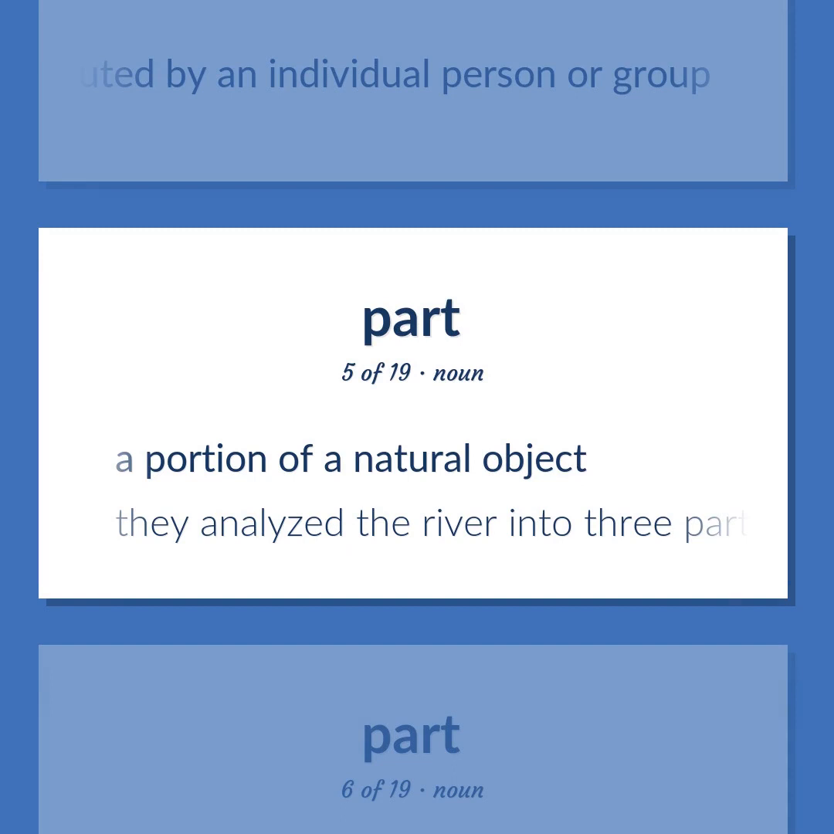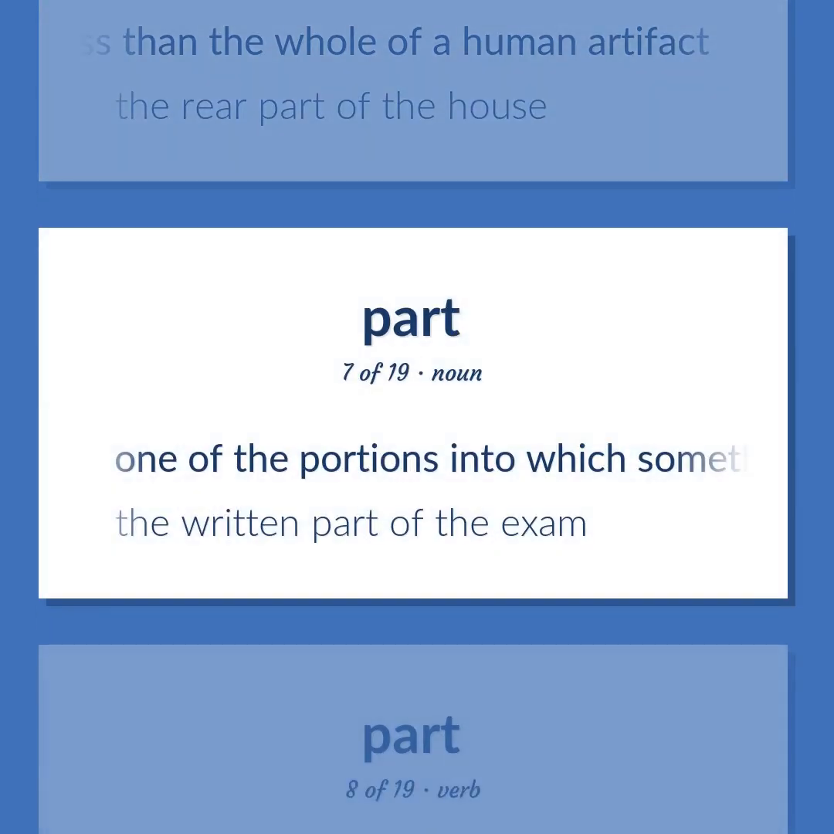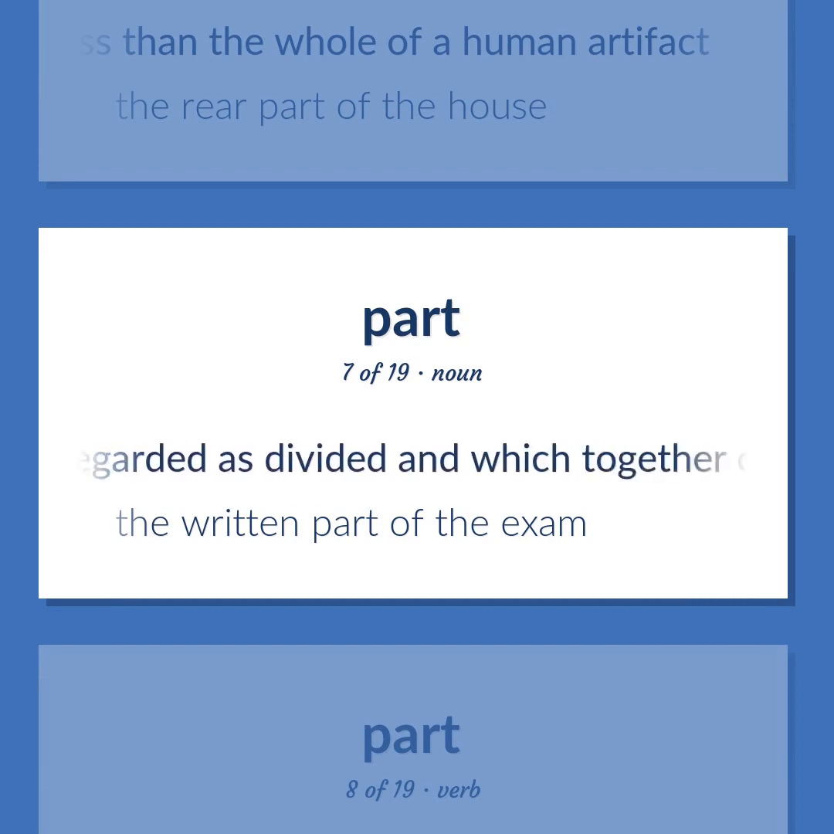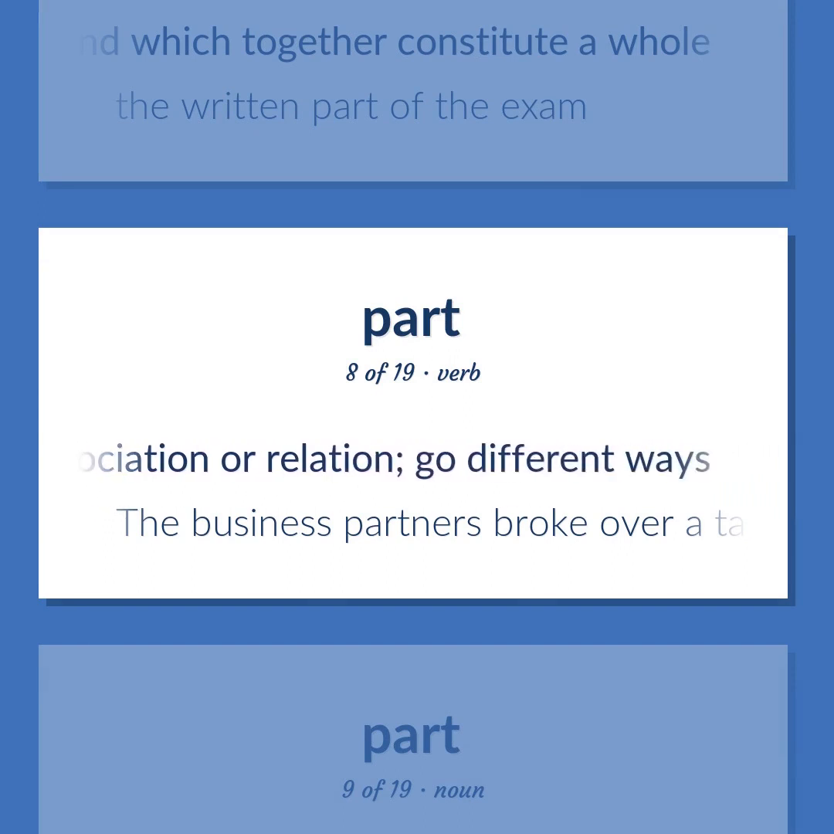A portion of a natural object. They analyzed the river into 3 parts. Something less than the whole of a human artifact. The rear part of the house. One of the portions into which something is regarded as divided and which together constitute a whole. The written part of the exam. Discontinue an association or relation. Go different ways. The business partners broke over a tax question.